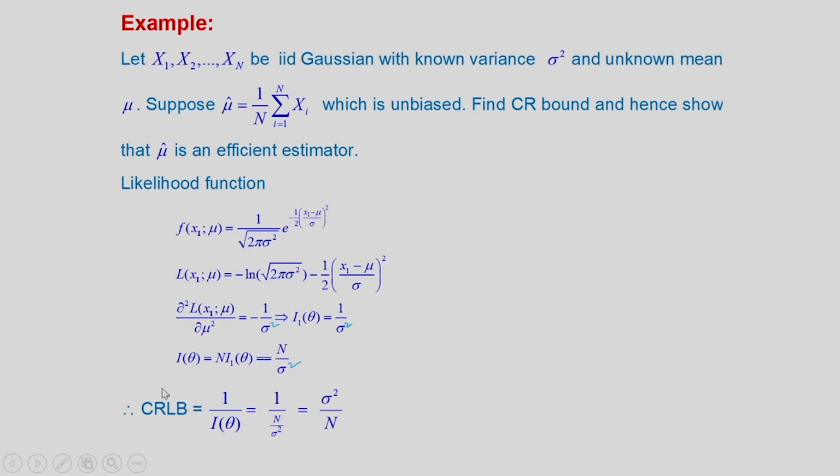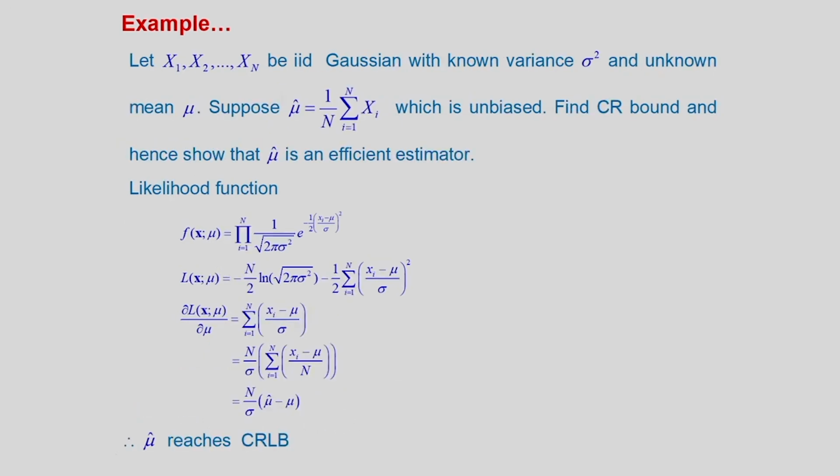Therefore the CRLB, Cramer-Rao lower bound, is equal to 1 by I theta, that is equal to 1 by n by sigma square, that is sigma square by n. So this is the Cramer-Rao lower bound. Same example we are considering.